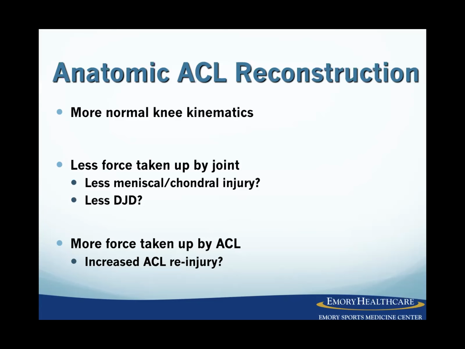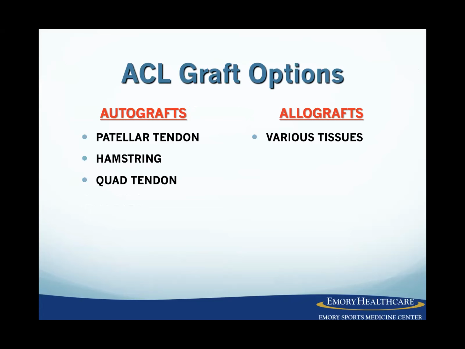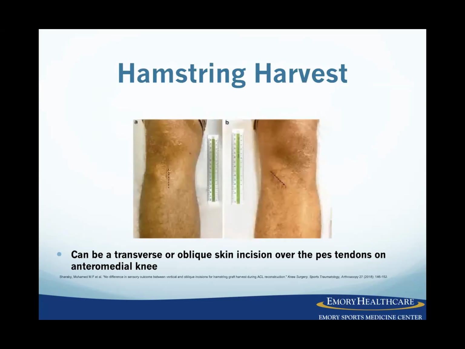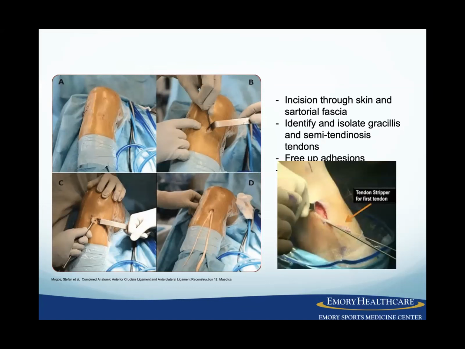When you fix an ACL, you have to take a graft from somewhere else, okay? So there's two big groups. There's grafts from you, called autografts, in which you can use a patella tendon, a hamstring tendon, or a quad tendon, and then various allografts, okay? Allografts are just grafts from dead tissues, and there's different types of tissues you can use, okay? What about a hamstring? This was a really popular graft in the 95 to 2010 range, okay? You'll see these incisions on the patient's knee, these two types, and basically you harvest both of the hamstrings from down there, down distally. You pull them out, you make the new ACL from that.